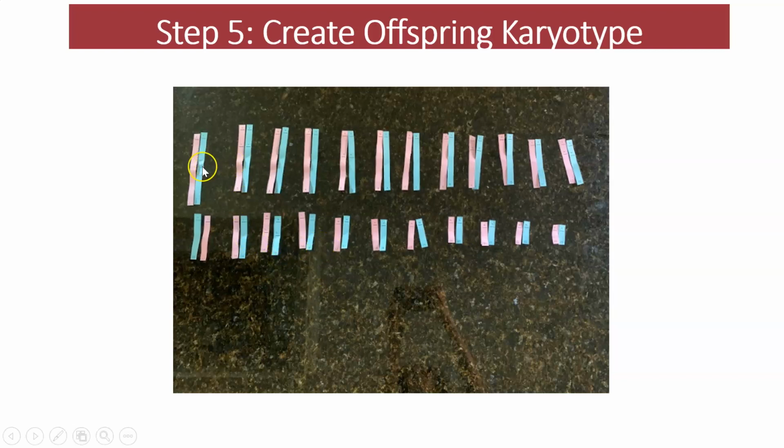Match up the chromosomes for each pair. Remember, this is the one, number 1 from mom, number 1 from dad. This is chromosome number 2 from mom and number 2 from dad. And the child has a chromosome from mom and dad for each pair all the way to pair 23. Go ahead, create your karyotype now.